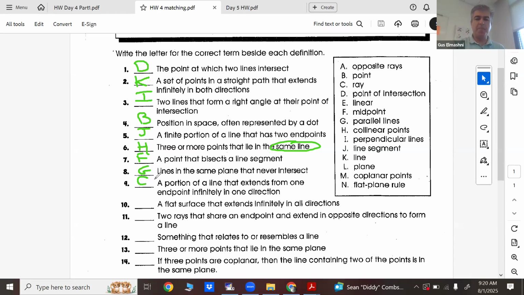Okay, Allie, what do you think about 10? So it's a flat surface and goes forever. It's 2-dimensional. Plane. Yes. Good. Good. All right.